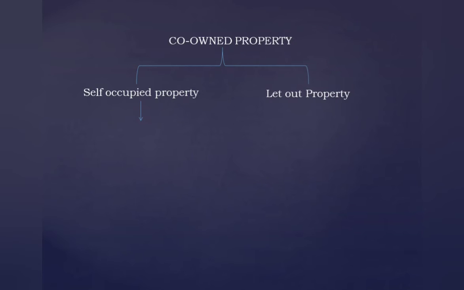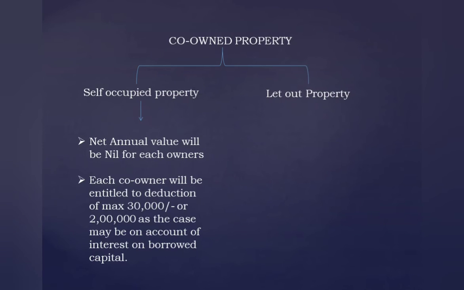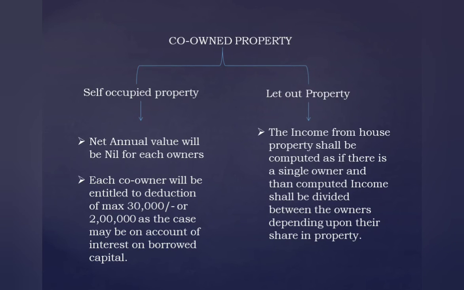Now, what is co-owner property? Co-owner property, if it is a self-occupied property, the net annual value will be nil for each owner. Plus, each owner will be entitled to a deduction of maximum 30,000 or 2 lakh as the case may be on account of interest on borrowed capital. Similarly, if the co-owners own a let out property, then income of such house property will be calculated as if there is a single owner, and then the computed income shall be divided between the co-owners depending upon their shares in the property.